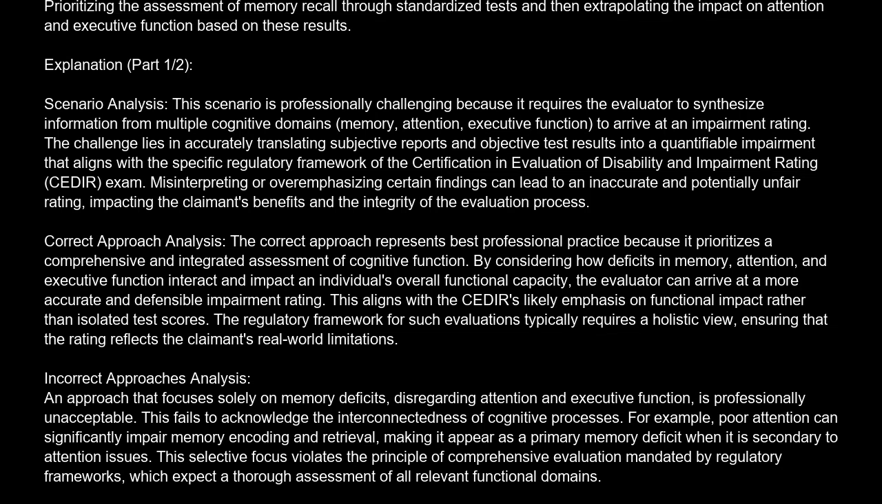The correct answer is B. Prioritizing the assessment of memory recall through standardized tests, and then extrapolating the impact on attention and executive function based on these results. Explanation. Scenario analysis.